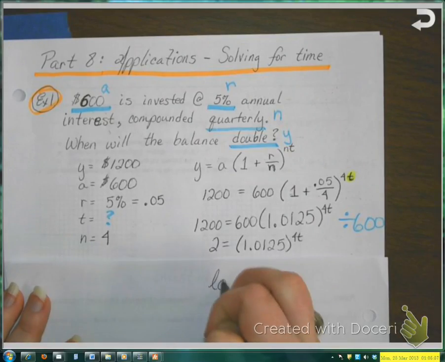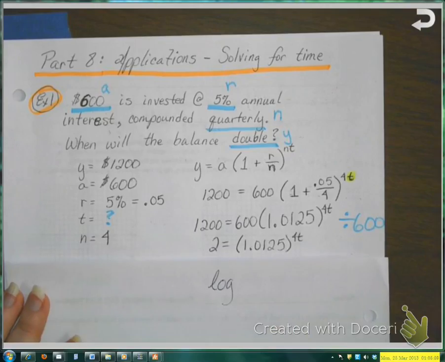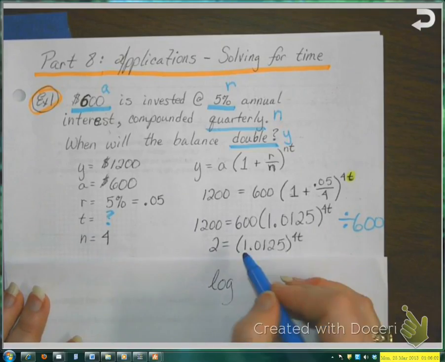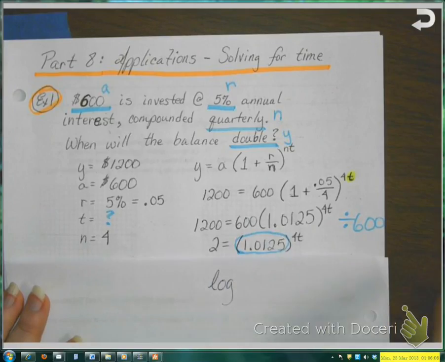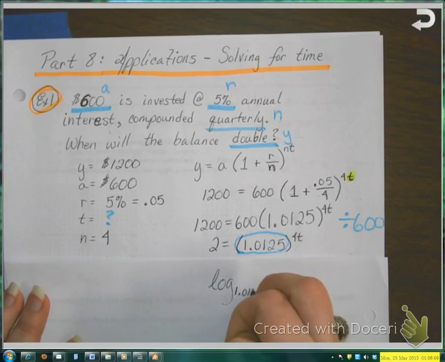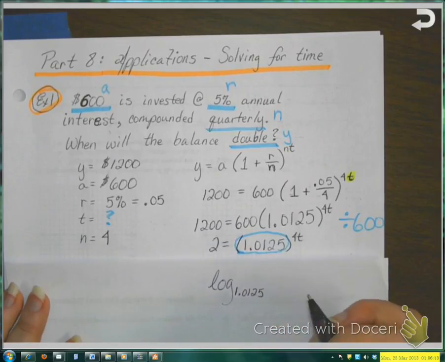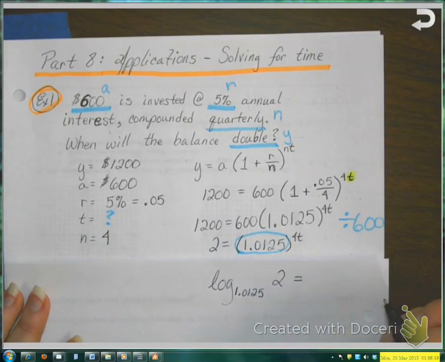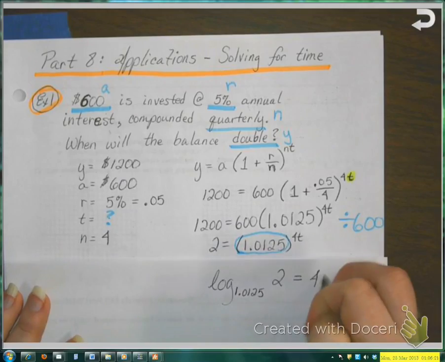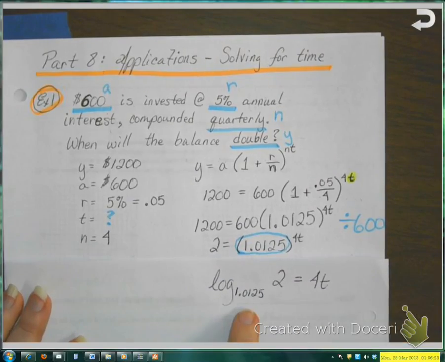Oh no. What is the base of my log? Yes. Whatever's attached to the exponent is my base. So 1.0125. Then I go across the equal sign. What's on the other side of the equal sign? 2. And now I come back and I write down my exponent. That is 4t. Now how do we plug this into the calculator?